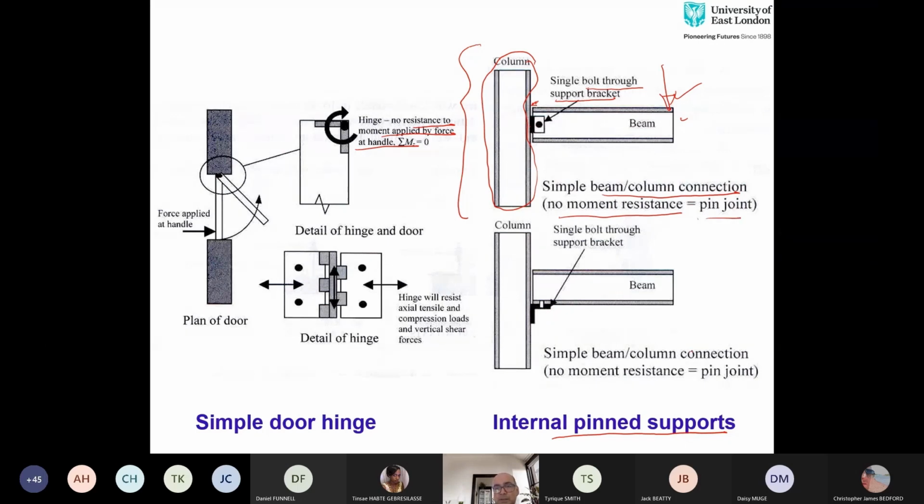Another example is that you have small leg angles placed here, and then it is bolted to the column, and then here it is bolted to the beam. And then you can see that when you apply loading to this beam, it will rotate over here. This gap will facilitate that rotation.